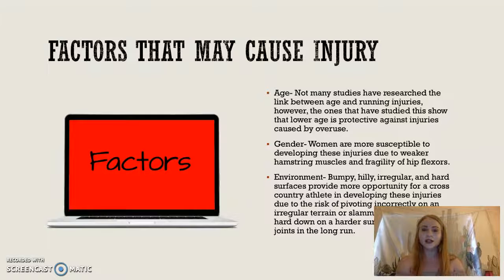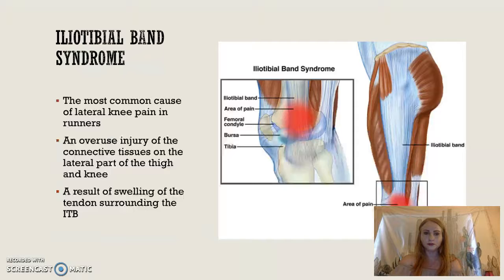With the environment, a bumpy or irregular surface is detrimental because one wrong pivot can cause injury. Also, hard surfaces could be bad too because slamming too hard down will create an injury in the long run.